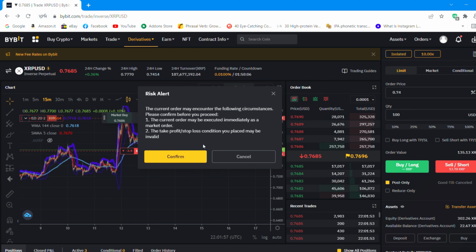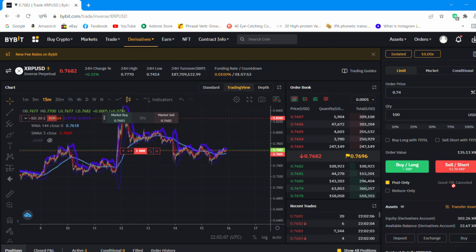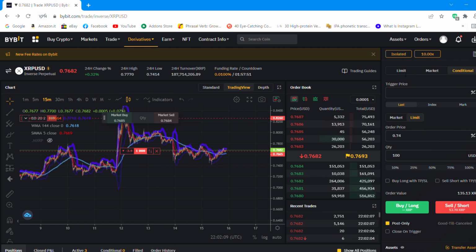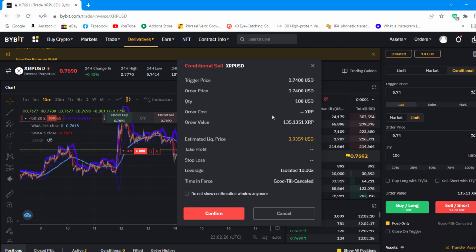What they're saying is, if I try to put this limit in to sell, the system will add it in immediately, which is not what I want. So I cancel and I set a conditional. When the price hits 74, order price 74, I will sell 100. See it as 1,000.